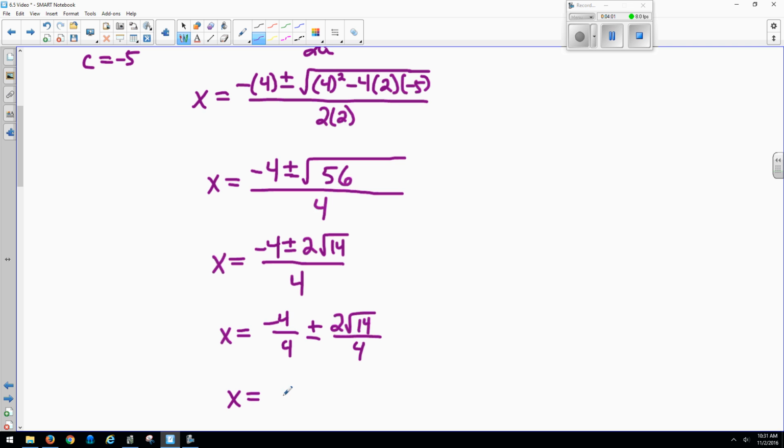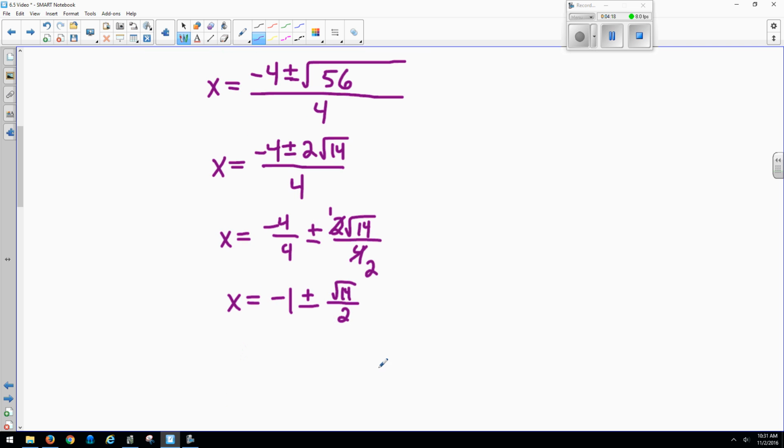So -4 divided by 4, that's just -1. And 2 goes into itself once, and it goes into 4 2 times. So I'm left with radical 14 over 2. So my answer is -1 plus or minus the square root of 14 over 2.